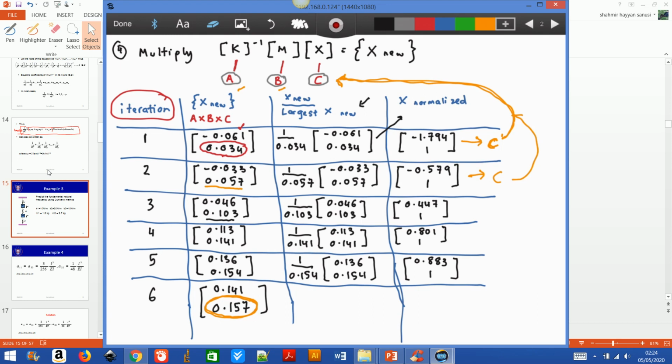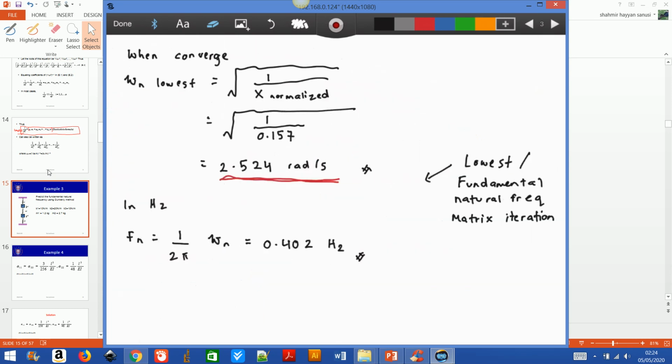All right, so that's all for this session. I hope all of you can see how simple it is to approximate the natural frequency using approximation methods. So see you again next time. Thank you.